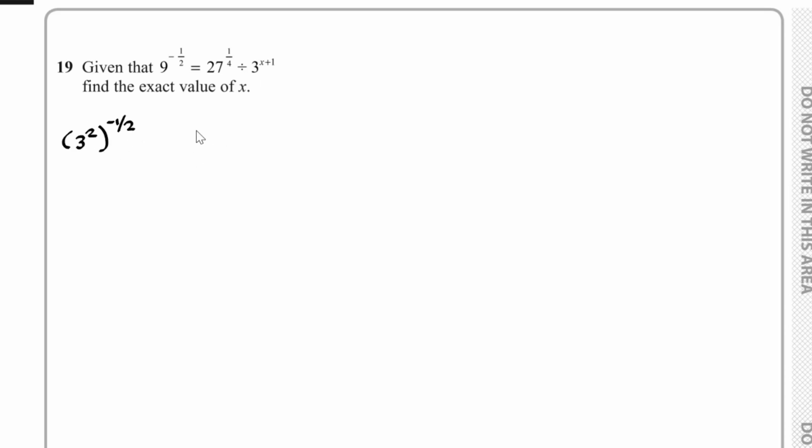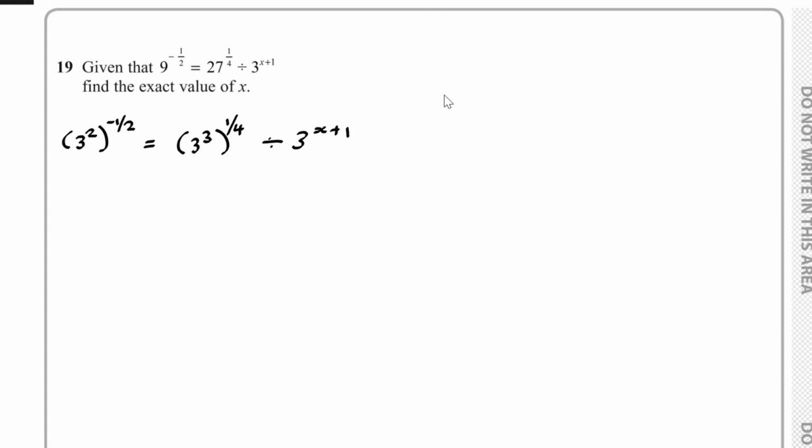Of course 3 squared is 9. This is equal to 27. Now 27, that's the same as 3 cubed. And we raise this to the power of 1 over 4. And then we divide this by 3 to the power of x plus 1. So what we can now do is compare powers. Well, let's tidy all this up first.